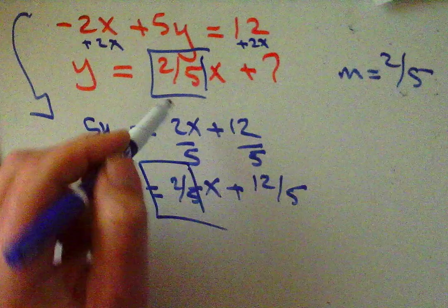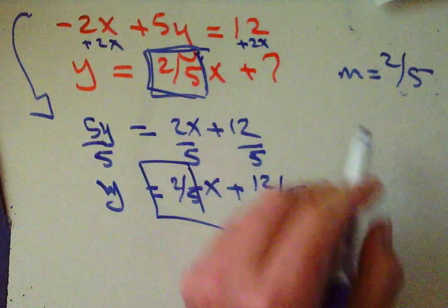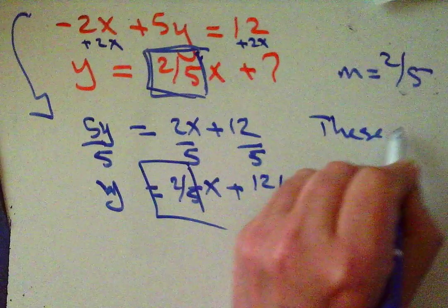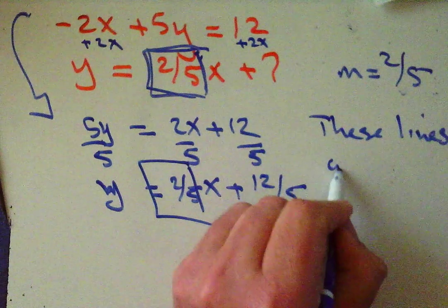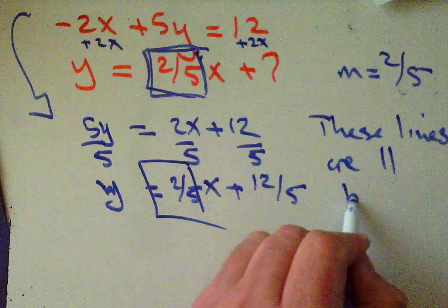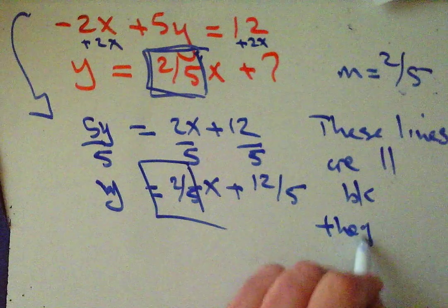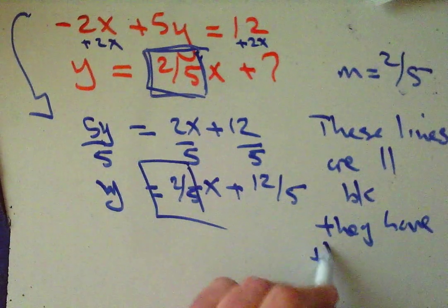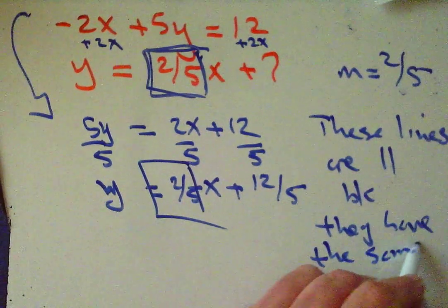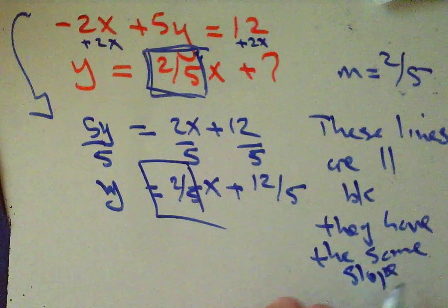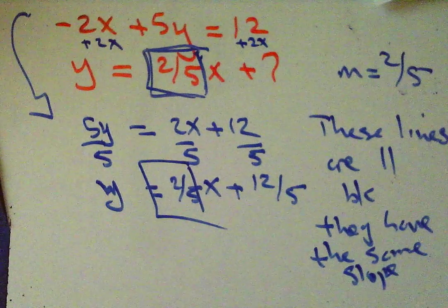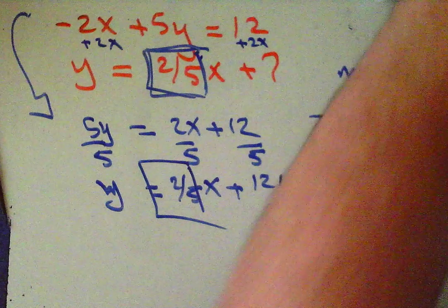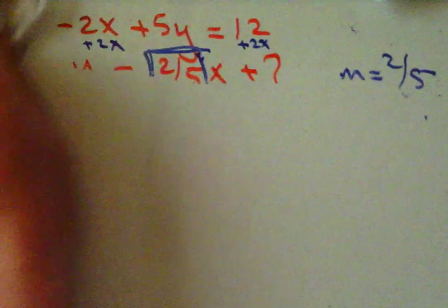2/5 is the slope there. 2/5 is the slope there. These lines are parallel because they have the same slope. Great. All right, so you'll see some of that in the homework as well, where you're asked to identify if the lines are parallel, perpendicular, or neither.